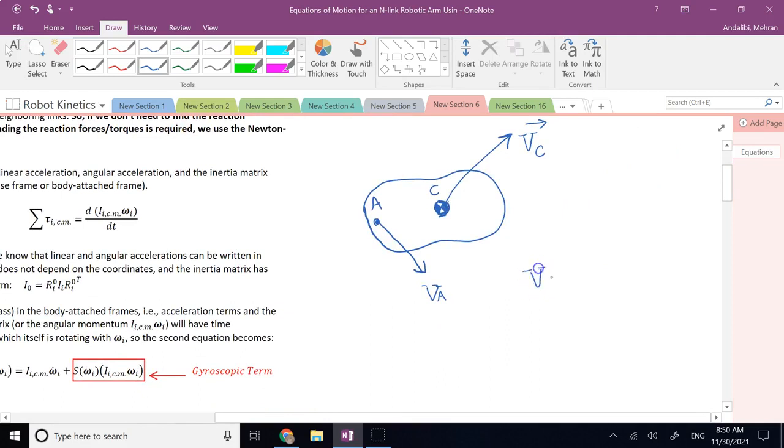And if you forgot about that, please watch my playlist called Dynamics and look at the velocity analysis of rigid bodies, and you will see this formula and how it is derived. V of C will be V of A plus omega of the rigid body cross R of C with respect to A, where R of C with respect to A goes from A to C, this vector.